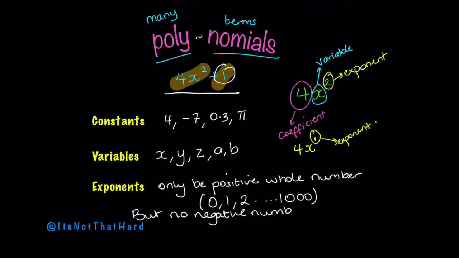So that means that you can't have x to the minus 4, or x to the minus 10, not allowed. And also no fractions. So you can't have x to the half, or x to the minus 1.5. These are not allowed. You can only have positive whole numbers.